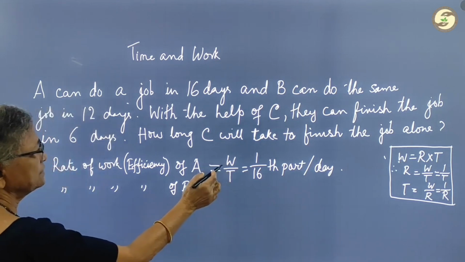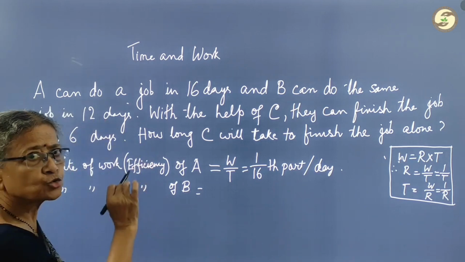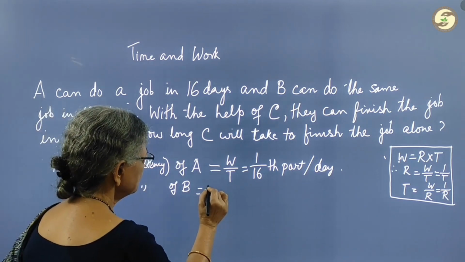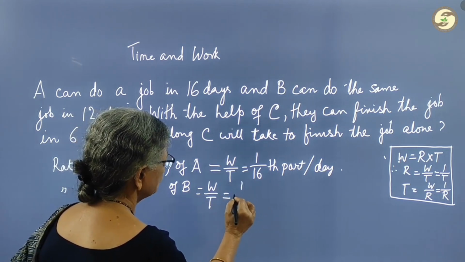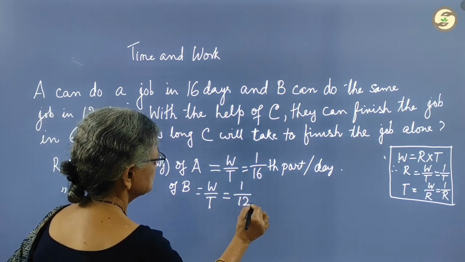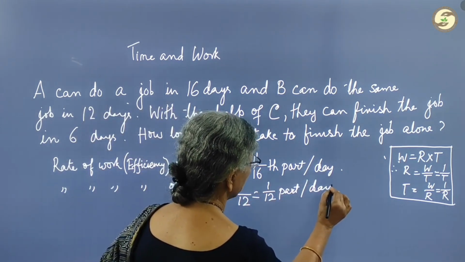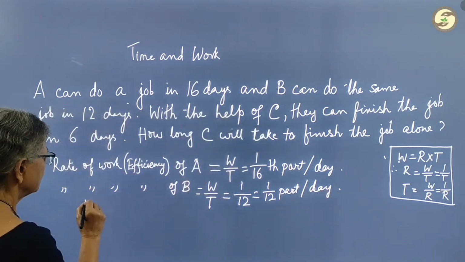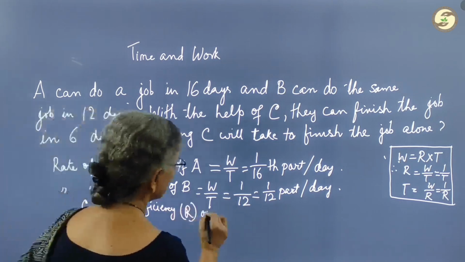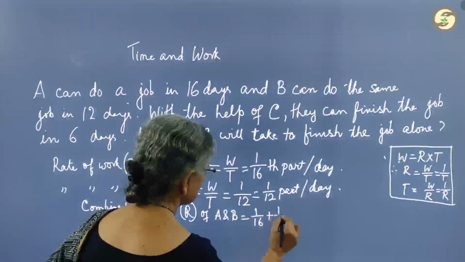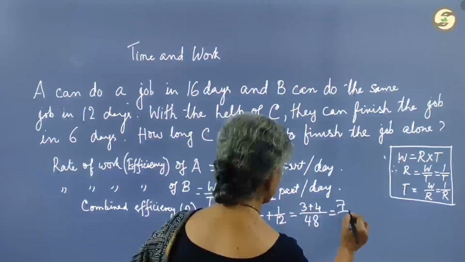Same, total work done 1 unit, and for B he takes 12 days to complete the work. So again, work done by total time taken by B is 1 unit by 12 days, that is 1/12 part of the work per day. So what is their combined efficiency? Combined efficiency of A and B, or rate of work, that is R of A and B, is 1/16 plus 1/12. So its LCM is 48. So 7 by 48. Combined efficiency.